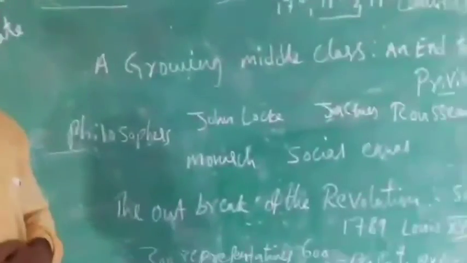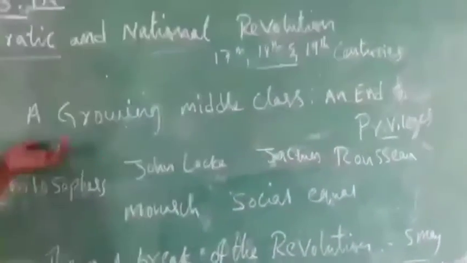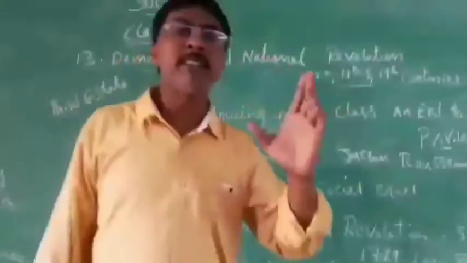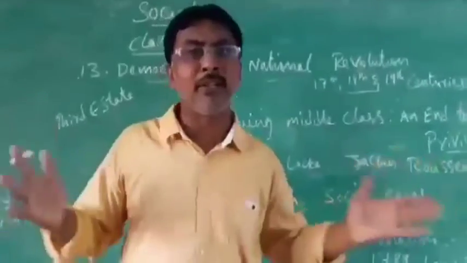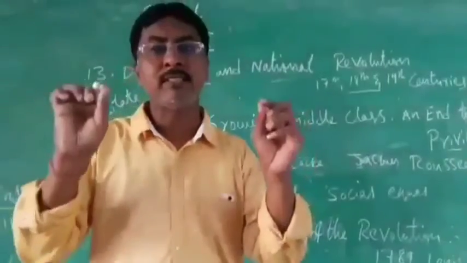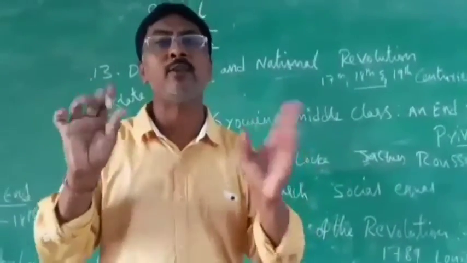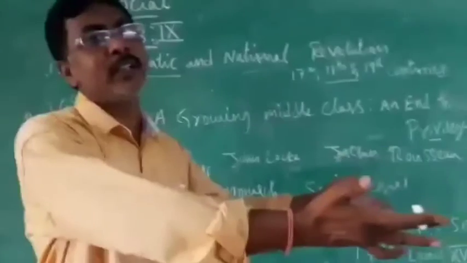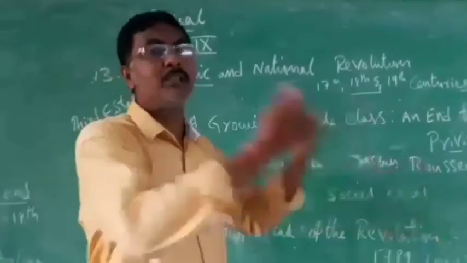Growing middle class and end. Which you see here, growing middle class and end. The first estate and the second estate are enjoying nice advantages. The third estate is paying. First estate, clergy, and second estate, nobles, are not paying any taxes. The tax comes from the third estate.